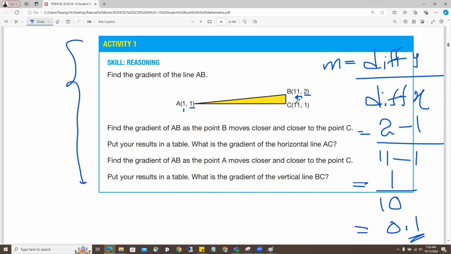Same way. Yes, same way. But now what are the points we need to consider? Point A is (1, 1). Point C is (11, 1). Calculate the gradient of AC.